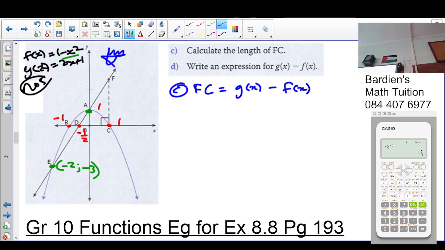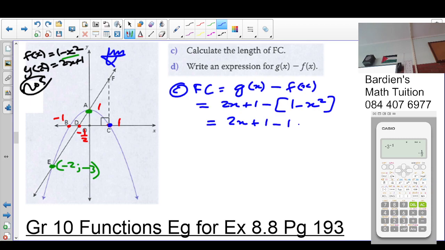So what is your x value here? 1. So if you wanted, you could have said g of 1 minus f of 1. Okay, it's the same thing. So if you're going to go for FC, it's a straight line minus the parabola. So it's going to be 2x plus 1 minus (1 minus x squared). Okay, so that's going to give me 2x plus 1 minus 1 plus x squared. So it's x squared plus 2x.